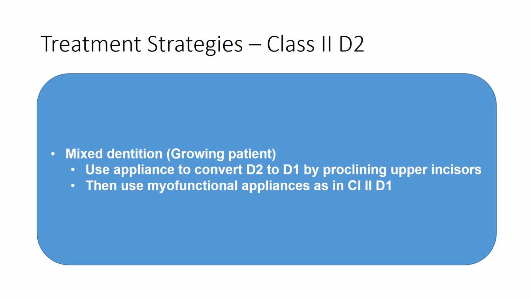Okay, now if a class 2 div 2 is seen in a growing patient in the mixed dentition, then an appliance can be used to convert the class 2 div 2 to a class 2 div 1 by proclining the upper incisors, and once that is done, then a myofunctional appliance can be used, similarly to what we would do in a class 2 division 1 case.